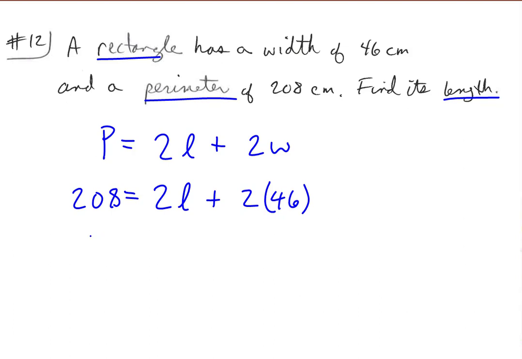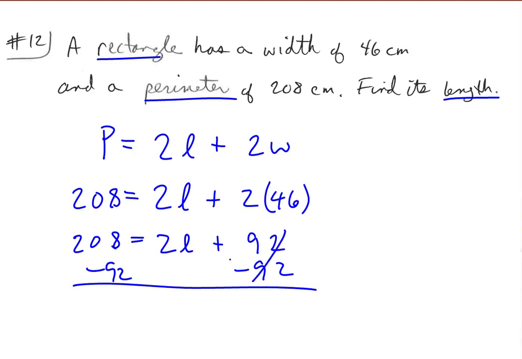So let's go ahead and rewrite this again. We'll have 208 on the left side equals 2L plus, we had 2 times 46, really that's 92. We'll replace that, and then we'll go ahead and subtract 92 from both sides. On the left side, 208 minus 92 will give us 116. On the right side now we just have 2L. And so we can get L alone by dividing by 2 on both sides.